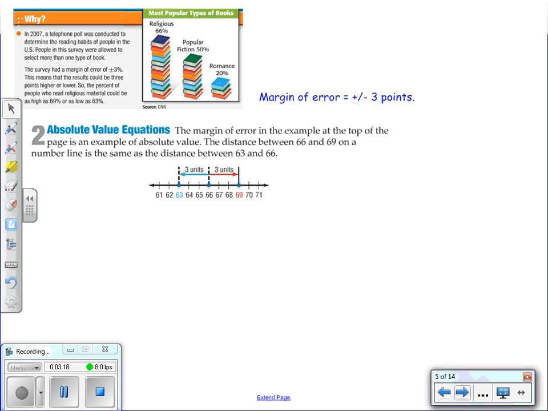All right, let's go back to our telephone poll with the books, right, guys? Remember, we have a margin of error of plus or minus 3 points. Let's look at what that looks like on the number line so we clearly understand what it says. So we're saying the poll was at 66%. But there was a margin of error of 3 points. It could be 3 points that way, or it could be 3 points this way. So we know it could be any place between 63 and 69%.